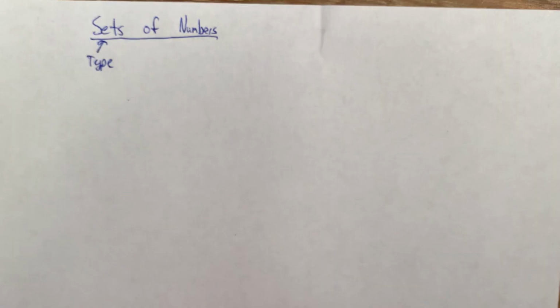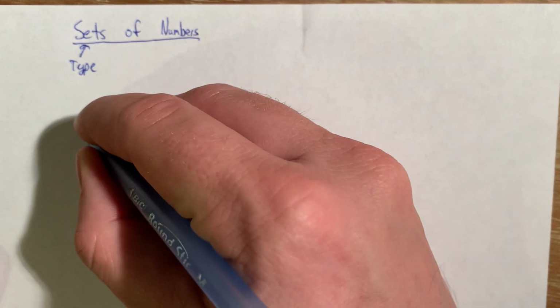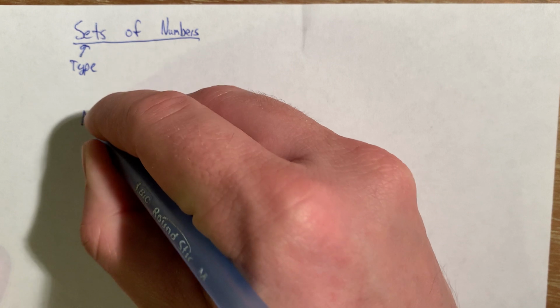So this is what type of number each thing is, because within the different sets of numbers, all the numbers have similarities. So we're going to start out with the smallest, most basic set of numbers, and these are the numbers that you should have learned about when you were in elementary school, and these are the natural numbers.